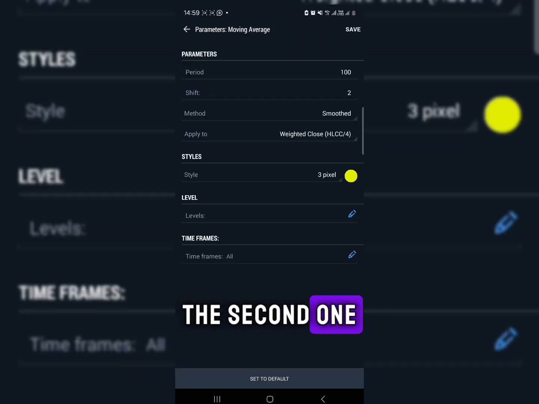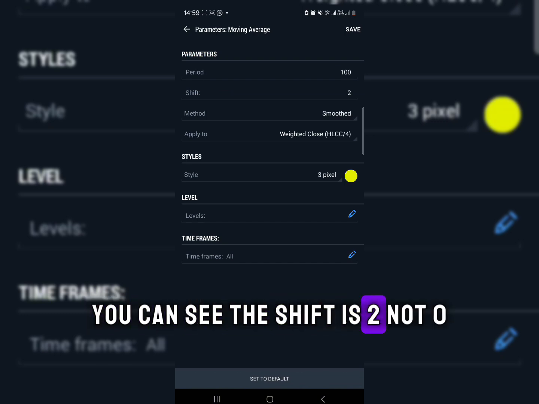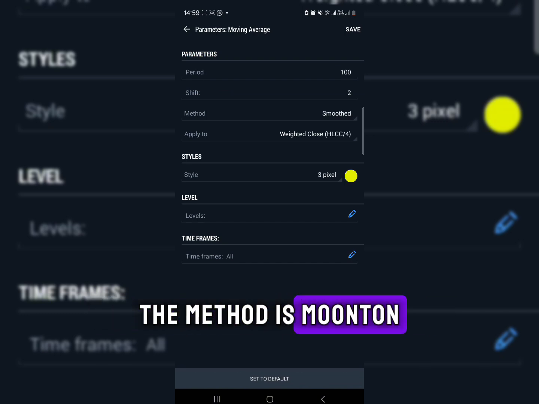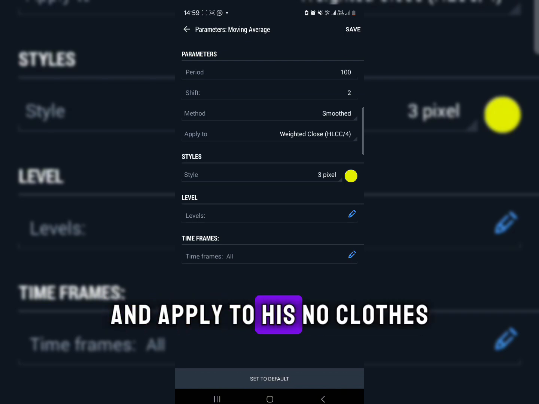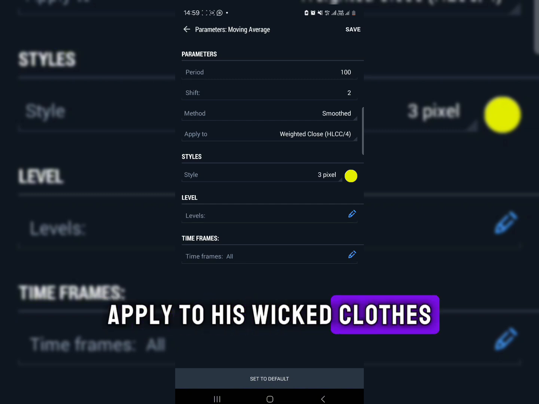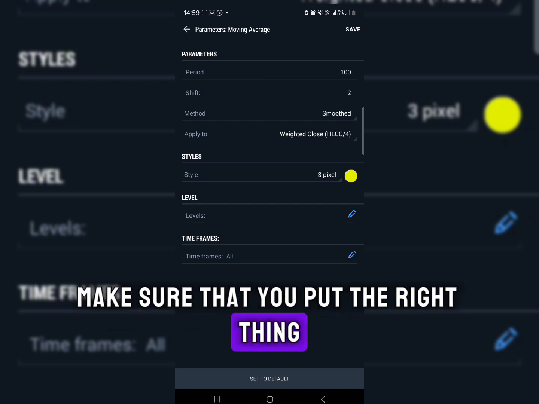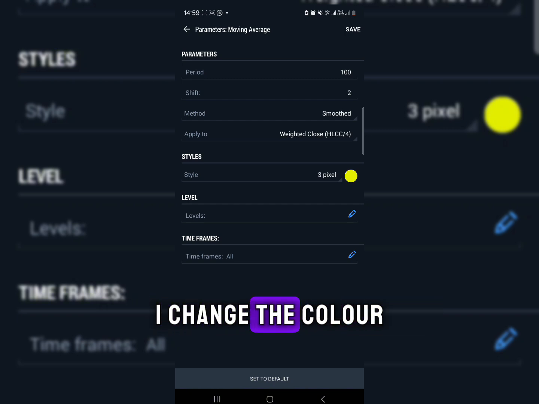So the second one is also 100, but the shift, you can see the shift is 2, not 0. The method is smoothed, not exponential. And apply to is not close, apply to is weighted close. Make sure that you put the right thing. The color this time around, I changed the color.